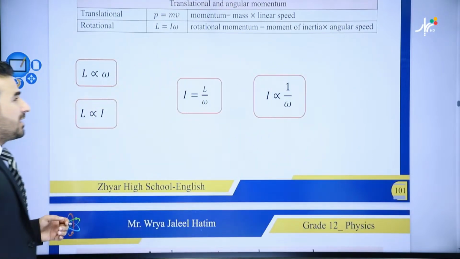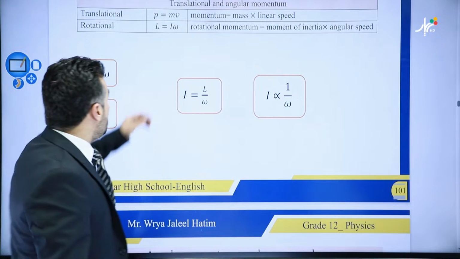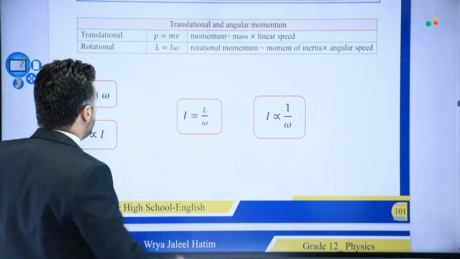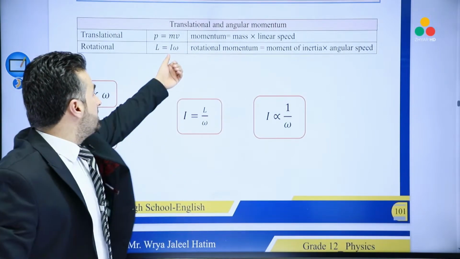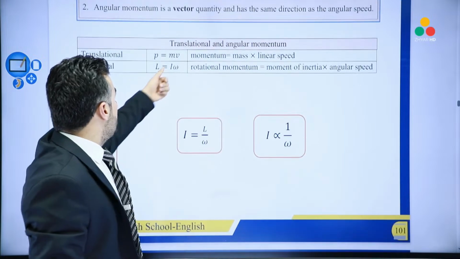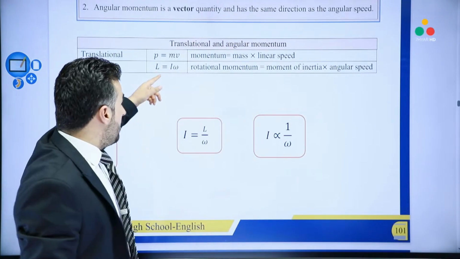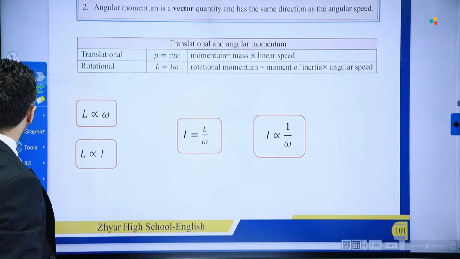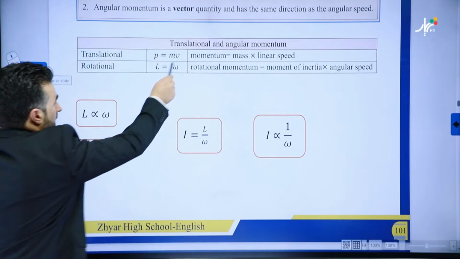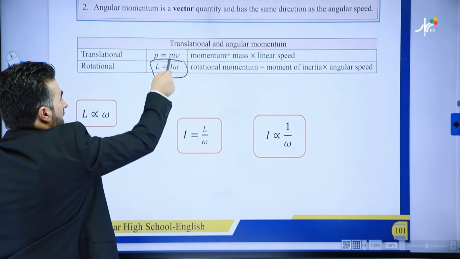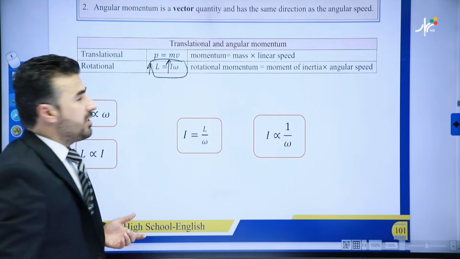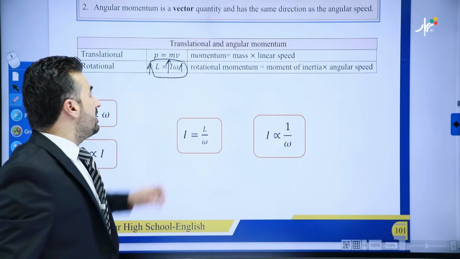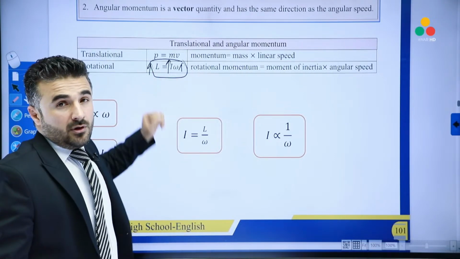We can say the angular momentum is directly proportional with what? It is directly proportional with the moment of inertia. So here's the equation. By increasing I, of course, L will increase as well. What about by increasing the angular speed? L, or angular momentum, will also increase.